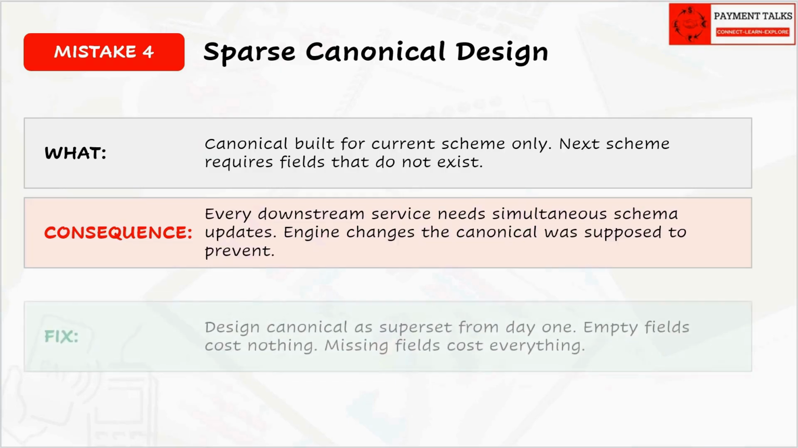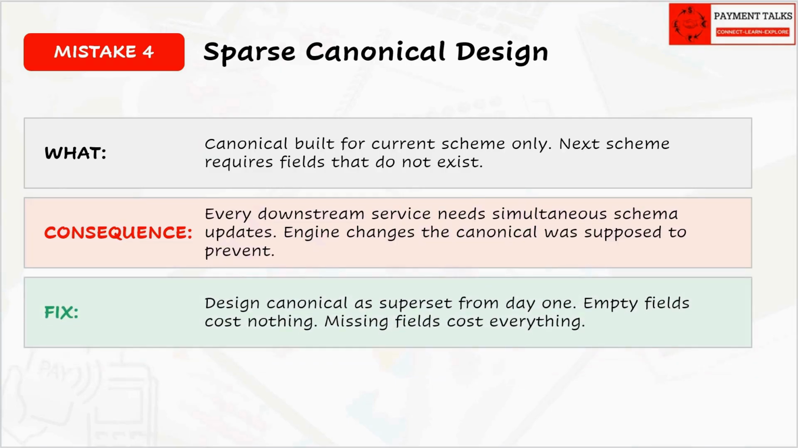The fix: design the canonical as a superset from day one. Include the fields for every schema you might plausibly add in the next 3 years, even if most of them are empty today. Empty fields in a well-designed canonical cost nothing. Missing fields cost enormously when the next schema arrives.